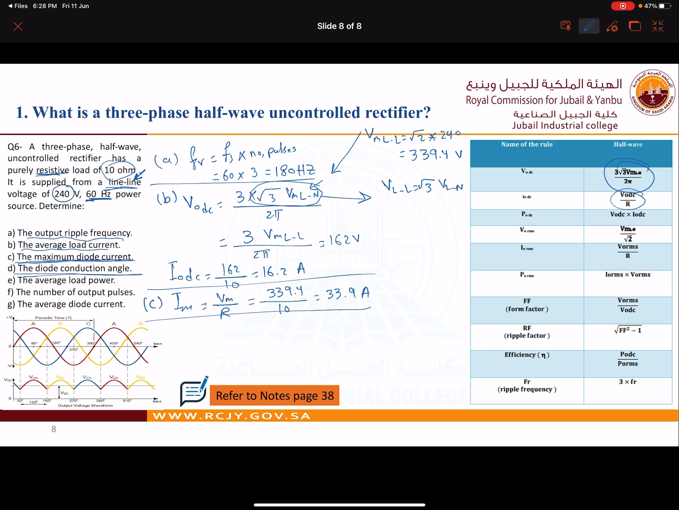For D, the diode conduction angle. Diode conduction angle gamma is equal to 120 degree. As simple as that. Why 120? It will start from 30 up to 150. At 30 we have alpha, so alpha here is 30, and it will end at beta 1, which is equal to 150. So gamma is equal to 150 minus 30 degrees, which equals 120 degrees. Now this is for D.